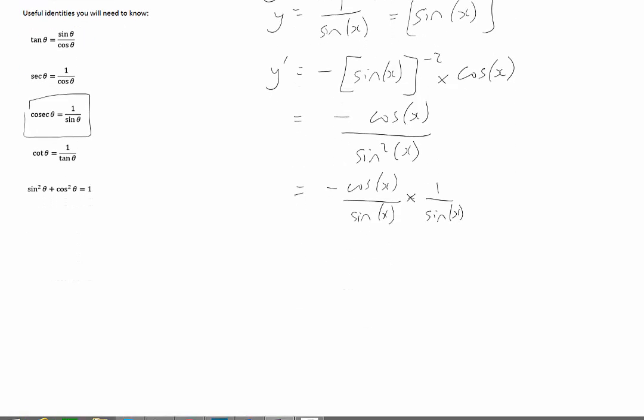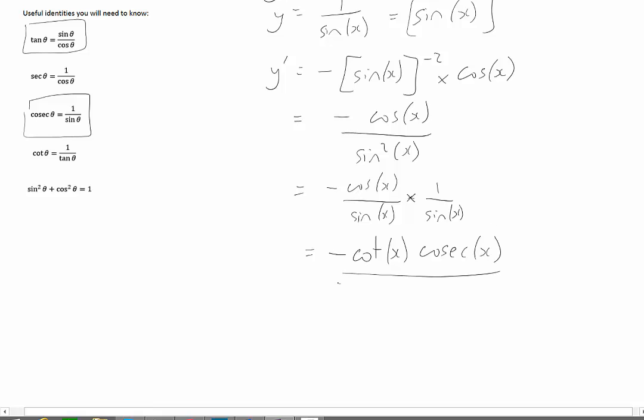And what we can say now is, well, we know from our identities that tan is equal to sine over cosine. In fact, that's up over here on the top left. So therefore, cosine over sine is 1 over tan, and the inverse of tan is cotangent. So that is actually cot of x, and it's a negative out the front, so I'll put that there. And 1 over sine is the same as cosec. So we have cosec x. And that actually is what we're trying to show.